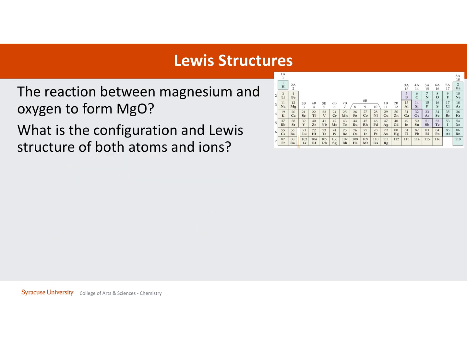So here's a question for you based on that. For ionic bond formation, we have the reaction between magnesium and oxygen to form magnesium oxide. What is the configuration and Lewis structure for both atoms and ions? Right, so for you, how many electrons is magnesium going to lose, and how many electrons does oxygen want to gain?